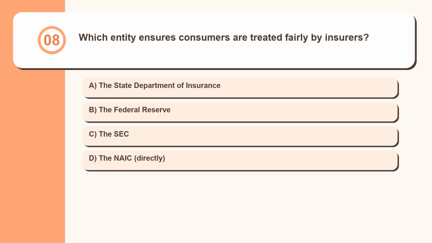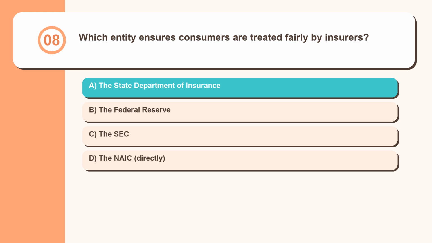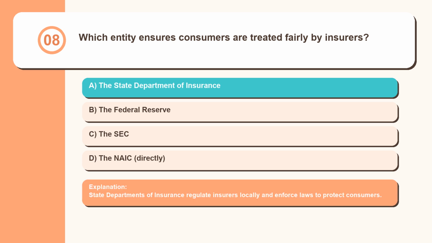Question 8. Which entity ensures consumers are treated fairly by insurers? The State Department of Insurance, the Federal Reserve, the SEC, the NAIC. State departments of insurance regulate insurers locally and enforce laws to protect consumers.